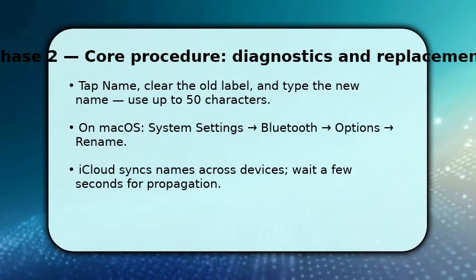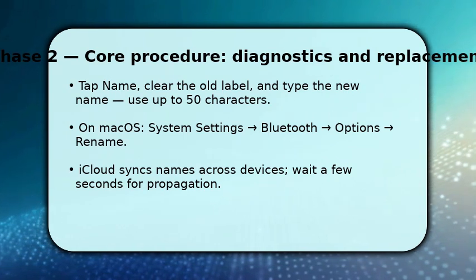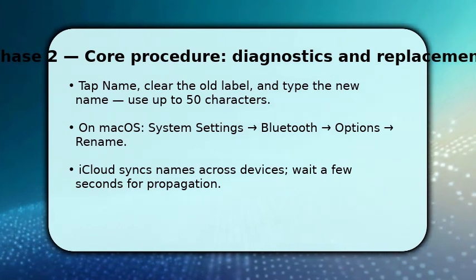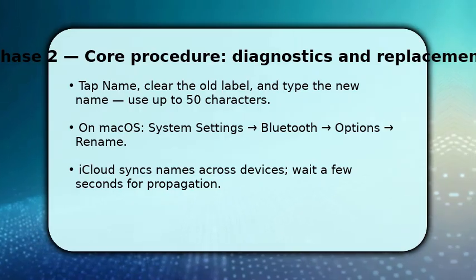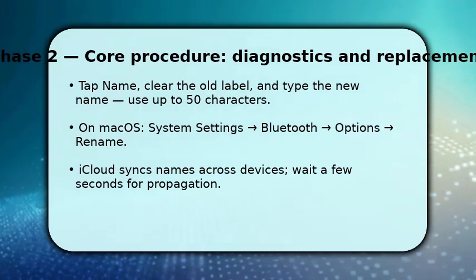Now change the name. Tap Name in the AirPods options, delete the existing text, and type the new label that identifies these earbuds for you. Make it concise so it shows fully in menus.